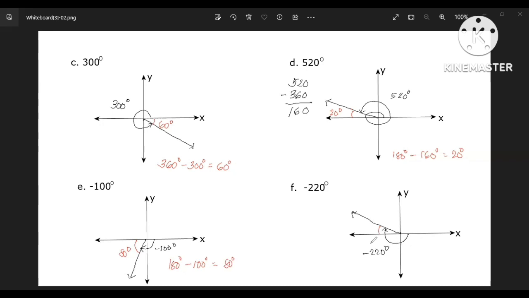So, to get the measure of that angle, subtract lang po natin ang 180 from 220, di ba? So, 220 minus 180 degrees is equal to 40 degrees. So, 40 degrees is the reference angle of negative 220. Again, ulitin ko po, positive acute angle ang reference angle. So, that's it, no? For letter M.